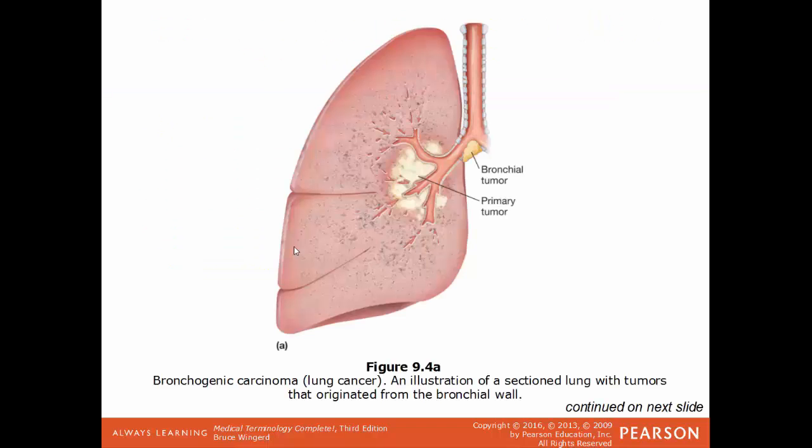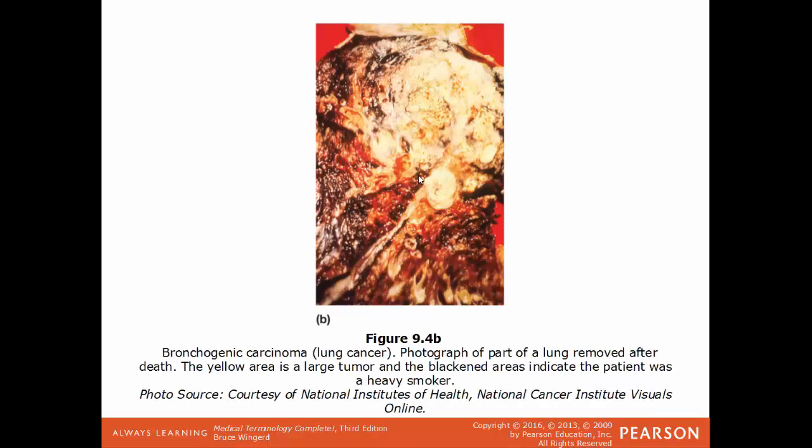Here's an example of how bronchogenic carcinoma would look. In here you have a tumor developing right here, right where the trachea splits into the primary bronchi. And the primary tumor developing here in the wall. This is a generic term for a malignant lung cancer. Alright, this is how it actually would look.